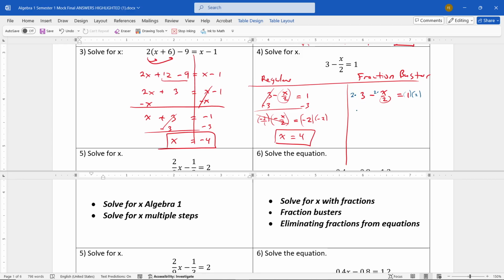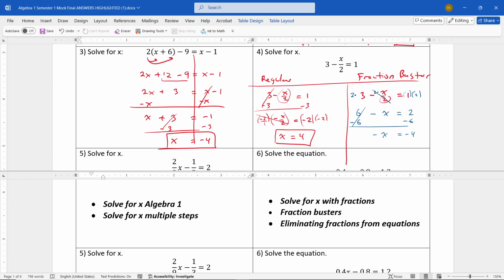All right, 2 times 3 is 6. Here, the 2's cancel out. That was the whole point. So it's just minus x is left over. 1 times 2 is 2. Final steps, subtract 6 first. Those cancel out. You have -x equals 2 minus 6 is -4.